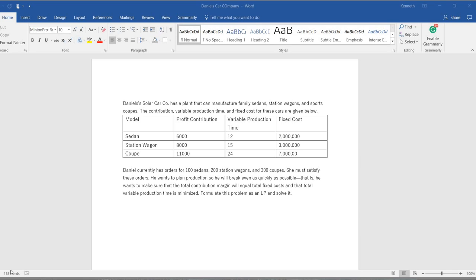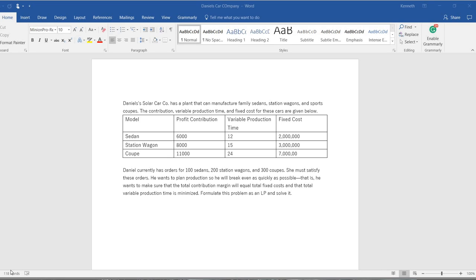Okay, so we're starting with Daniel Solar Car Company, right? Daniel's got a great sustainable idea with these solar cars. So we see this, right? Now, what's the most important thing that we need to do? Always the first thing, right? What's the first thing we need to do?